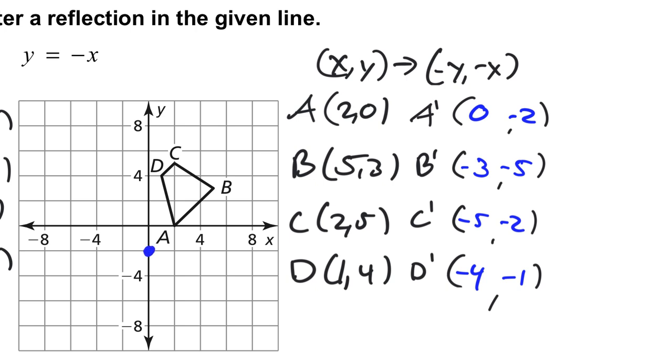So 0, -2 is going to be my A prime. Then I have -3, -5. There is my B prime. Then I go to -5, -2. There's my C prime. And then -4, -1 would be my D prime. I can go ahead and connect these. And there is my new trapezoid that I have graphed.